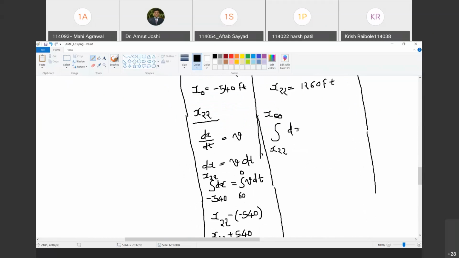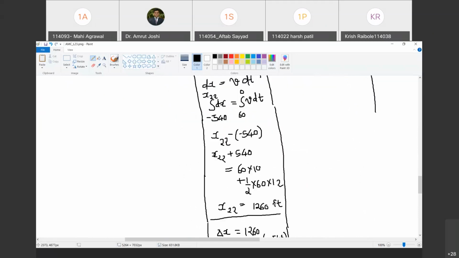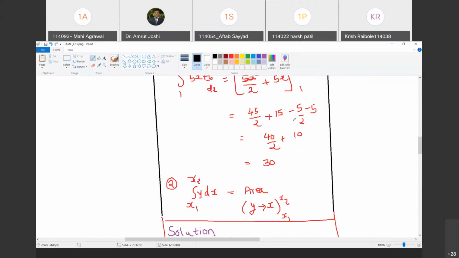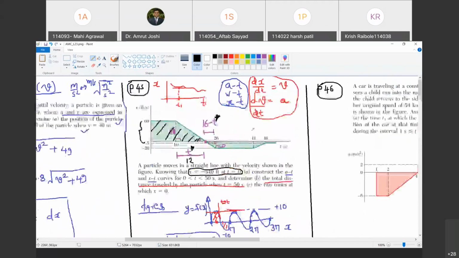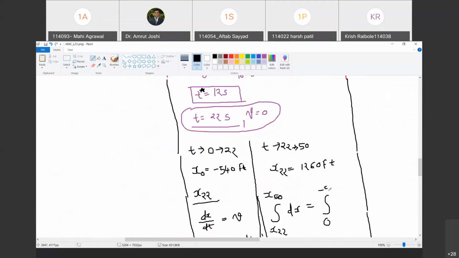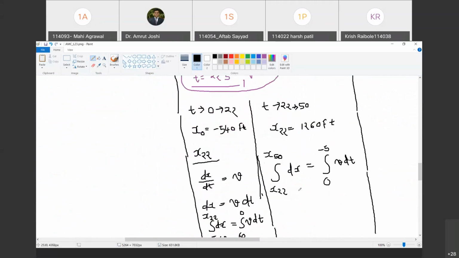dx must be equal to v dt. At t equal to 22, what is the velocity? 0. And at t equal to 50 seconds, what is the velocity? Tell me. -5. So this is the integral of v dt. Do you agree with me? Yes, sir. Now what is this integration?